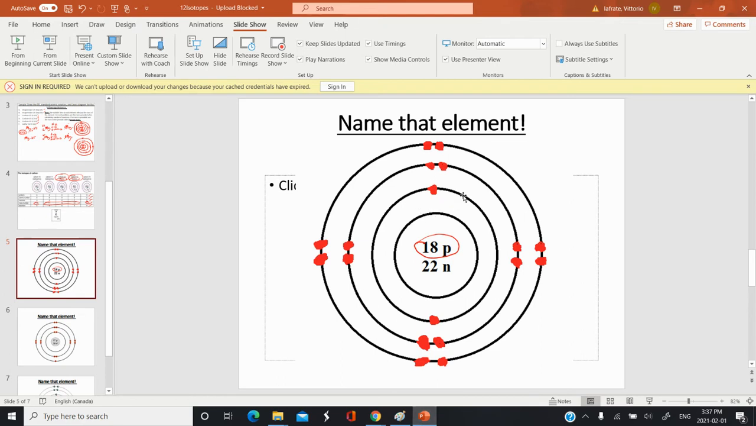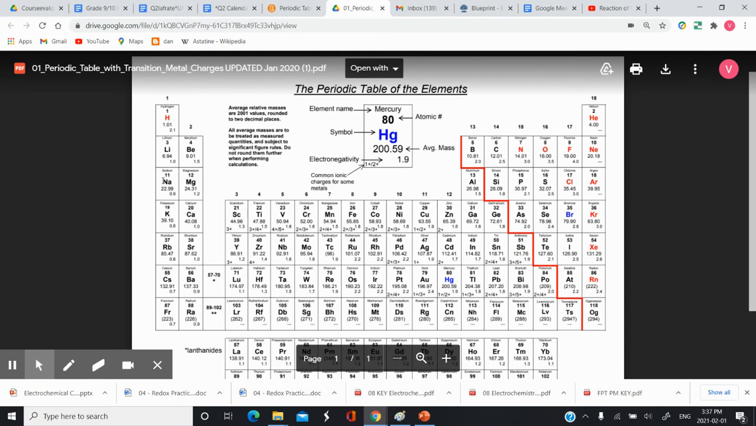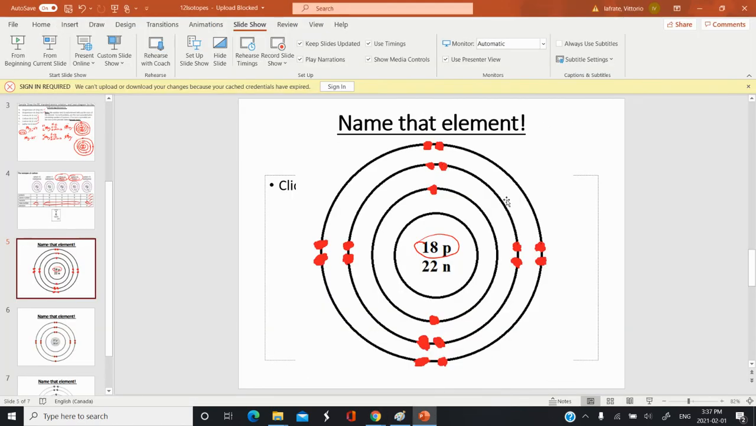Another way you could have done this was you could have said, well, there's 1, 2, 3 shells, and there's 1, 2, 3, 4, 5, 6, 7, 8, 8 valence electrons. So what that means is you're in period 3, group 18, argon. Proton is the safest way to go because you could always lose electrons or gain electrons. So if you have protons, go with that. If you don't and you're told you can use other information, use the other information that's provided.